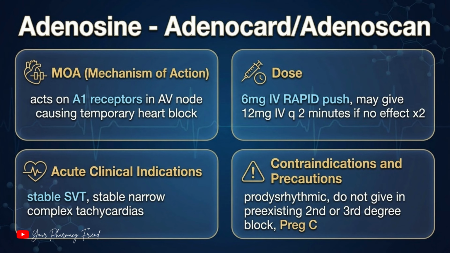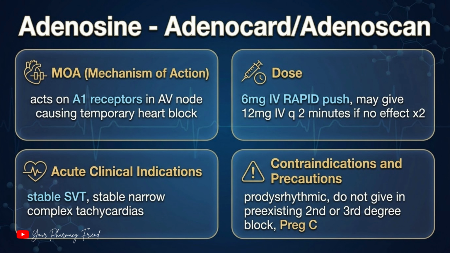The initial recommended dose is 6 mg given as a rapid IV push. Because of its rapid metabolism, the medication must be followed immediately by a rapid saline flush to ensure it reaches the heart quickly. If the arrhythmia does not convert after the initial dose, a 12 mg IV rapid push may be administered after 2 minutes. If necessary, a second 12 mg dose may be given again after another 2 minutes, for a maximum of 2 repeat doses. Now moving to the acute clinical indications.